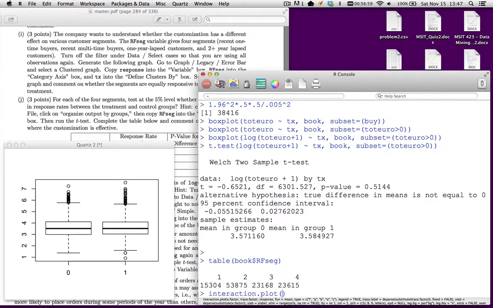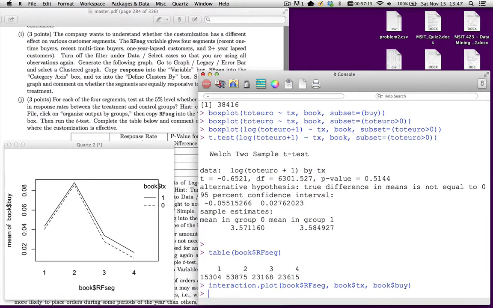So we're going to make an interaction plot. On the x-axis, I'm going to say book$RFseg. The trace factor we're going to say is book$TX. And then book$by is my dependent variable. So the solid line is for the treatment group. The dashed line is for the control group.